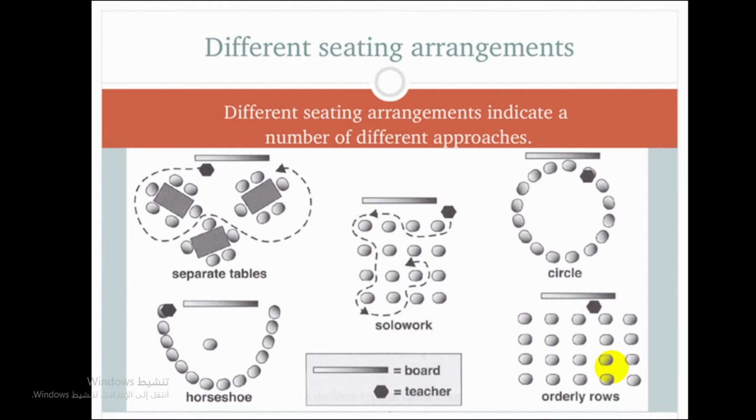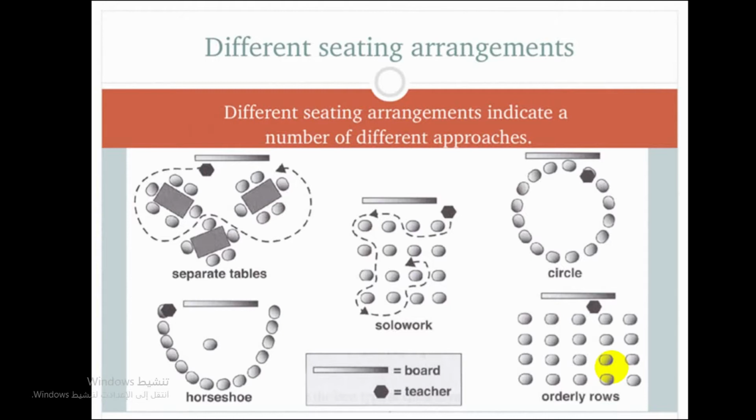Now these days, in many classrooms around the world, teachers are faced with classes of anywhere between 40 and maybe 200 students at a time. In such circumstances, orderly rows may well be the best or only solution.